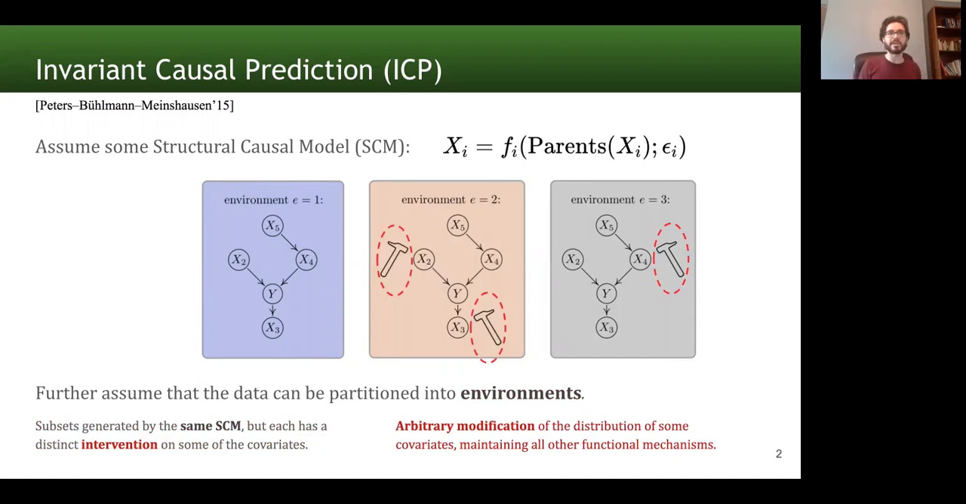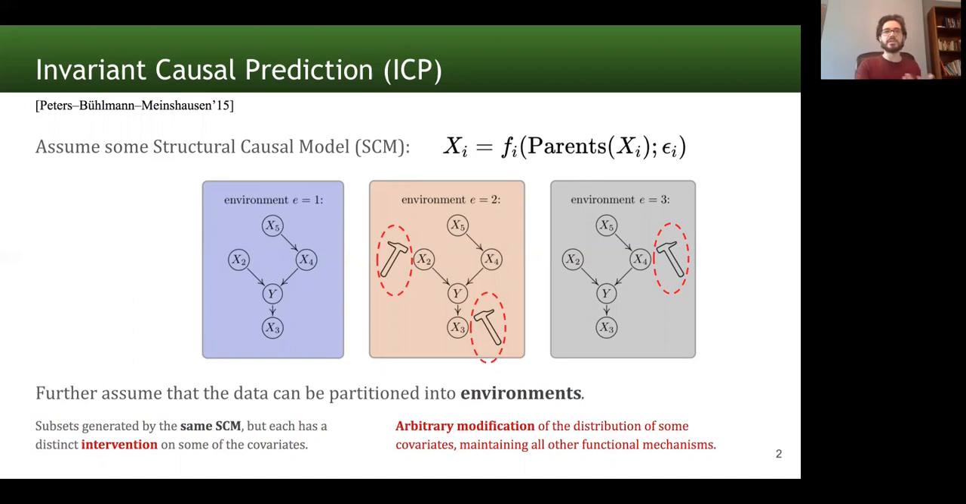So if you're familiar with the do calculus of Judea Pearl, it's basically this idea that you can set a particular covariate to be whatever distribution you want, but all the other functional mechanisms in the structural causal model remain unmodified. So here in this image, we've depicted these interventions by these hammers. For example, in environment 3, an intervention might cause covariate X4 to take an arbitrary distribution, but then the mechanism by which Y is generated as a function of X2 and X4 remains unmodified.